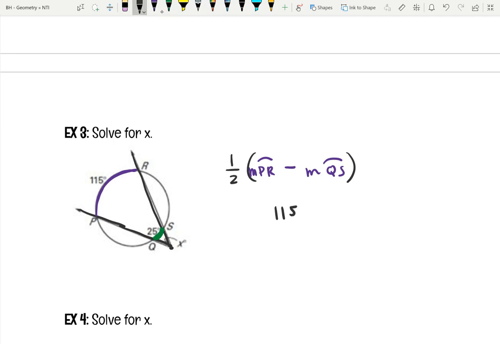So 115 minus 25. Take half of it or divide by 2. Remember, that's the same operation. When you do that, you get 90. Divide that by 2, and you get 45 degrees.